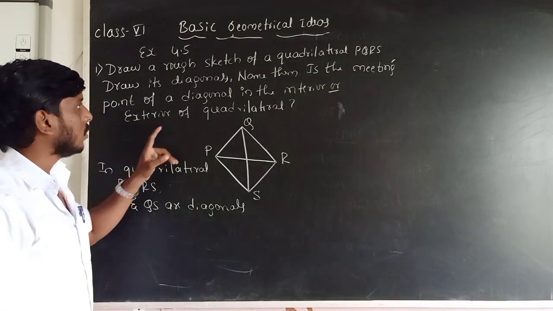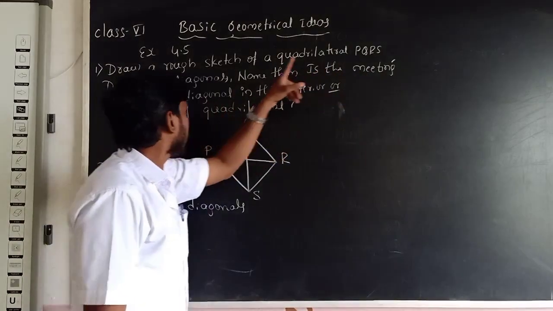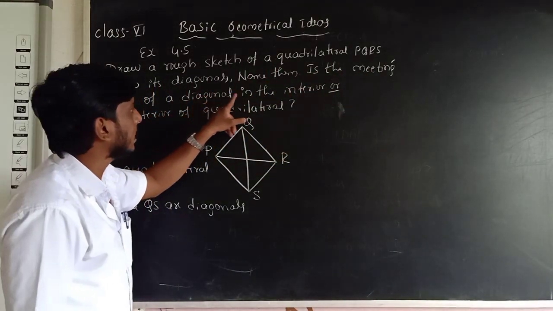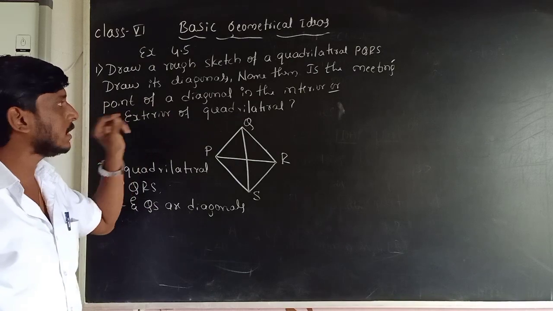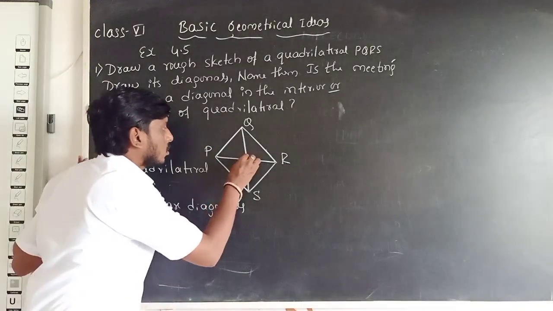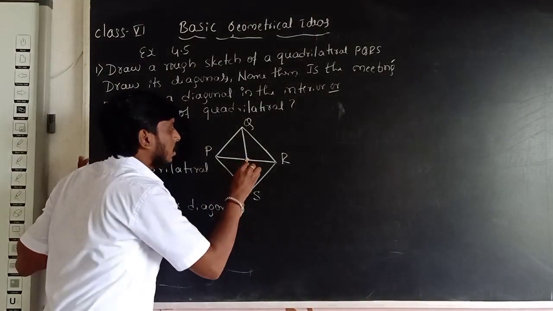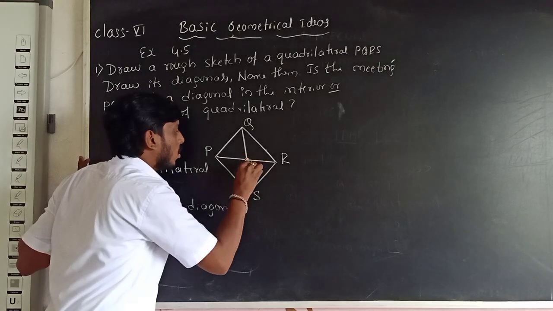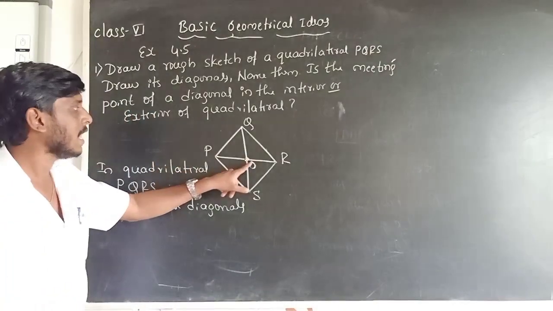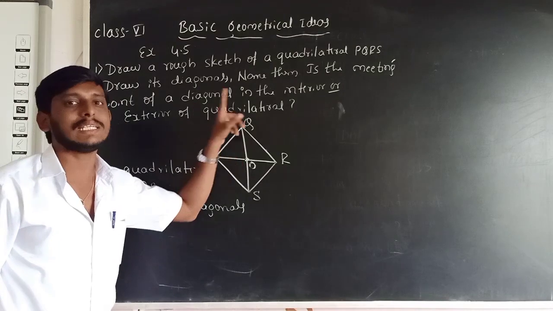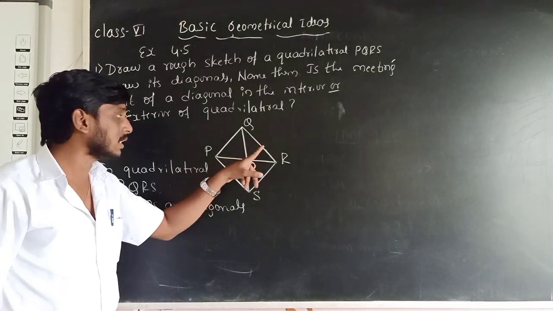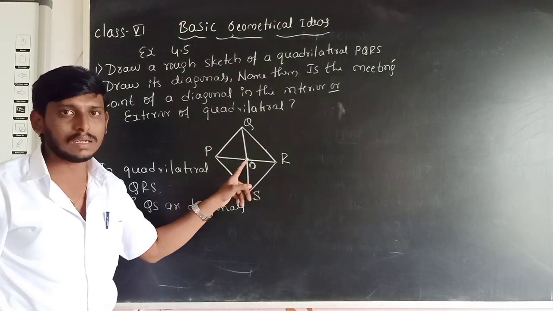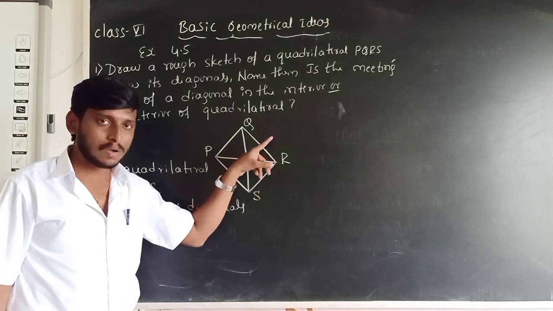Okay, next, what is the question? Is the meeting point of its diagonals the interior or exterior of a quadrilateral? These two diagonals meet at a particular point. Let me take this point as O. Whether O is the interior or exterior of the quadrilateral? Obviously it is inside the quadrilateral, so it is the interior of the quadrilateral.